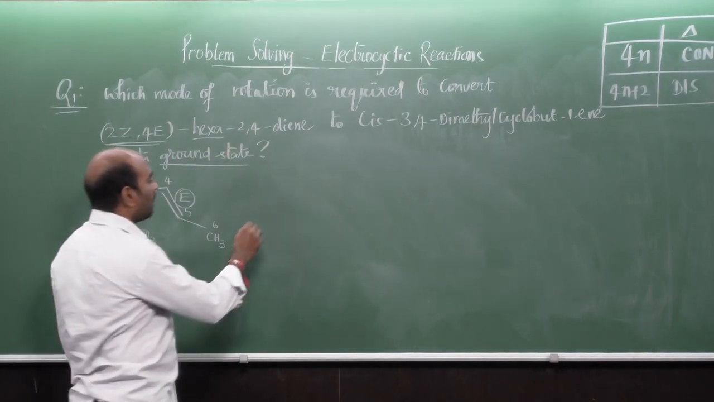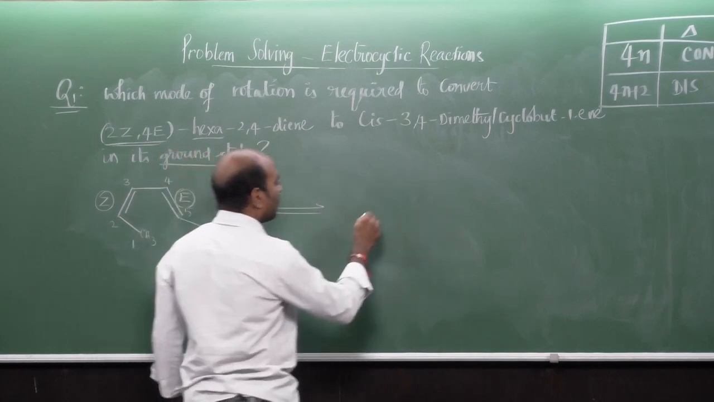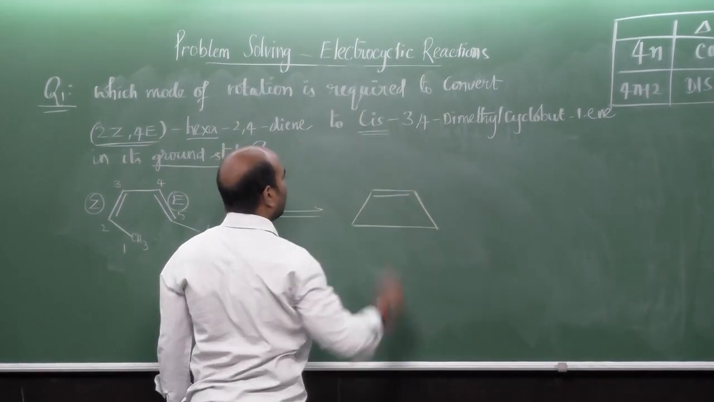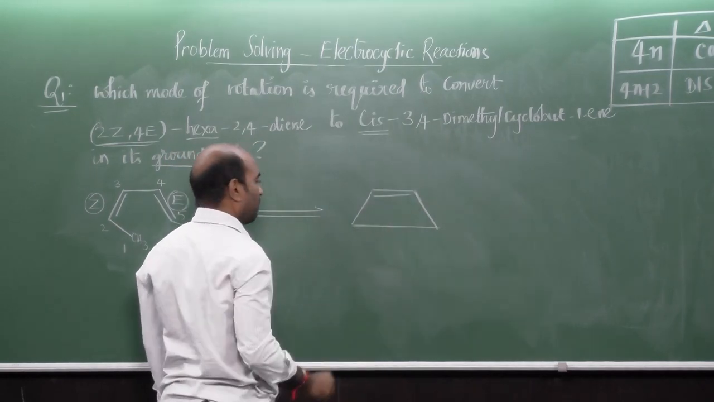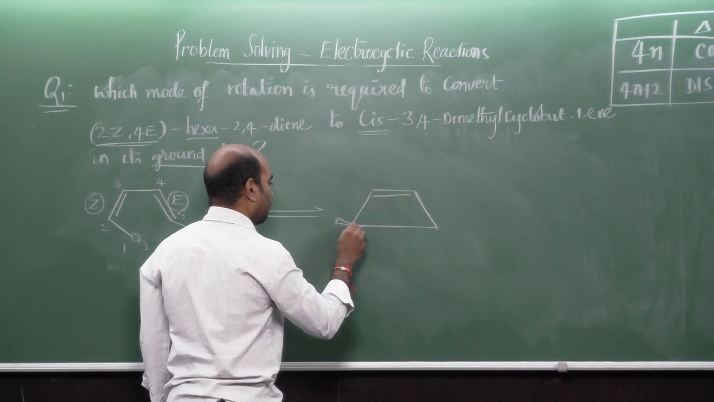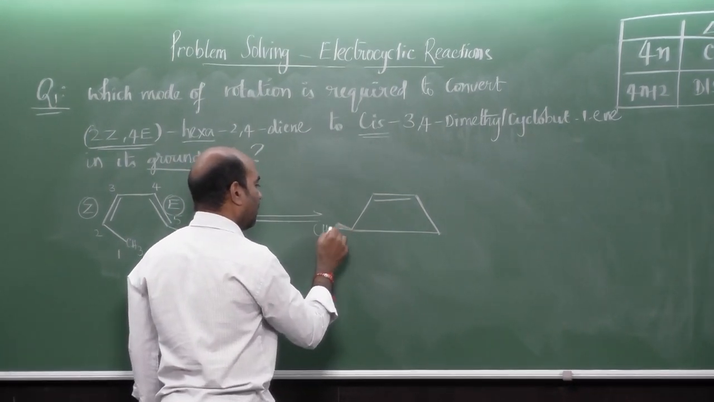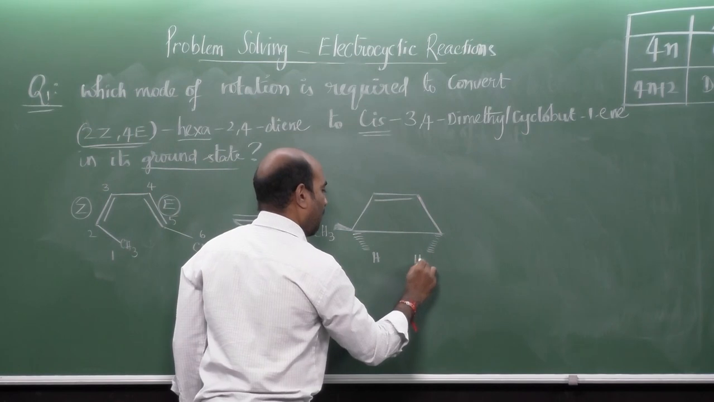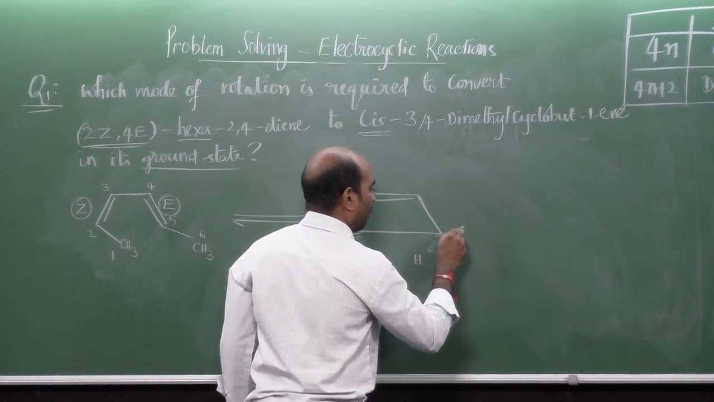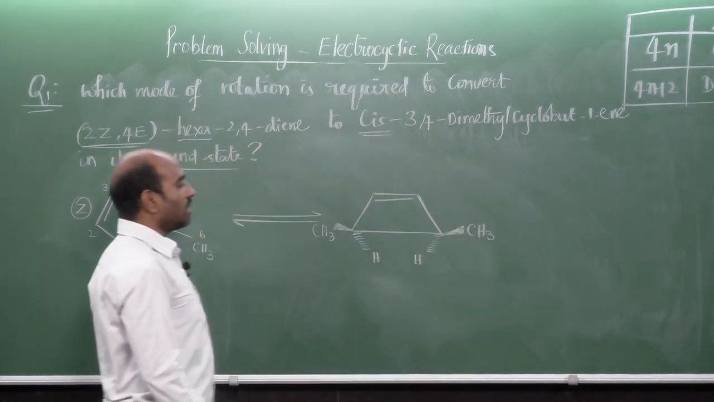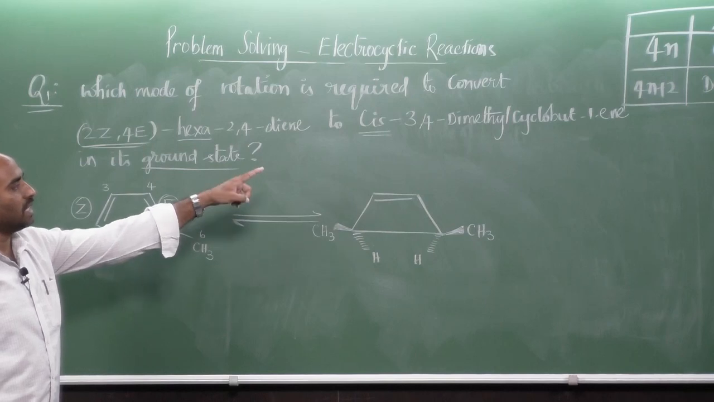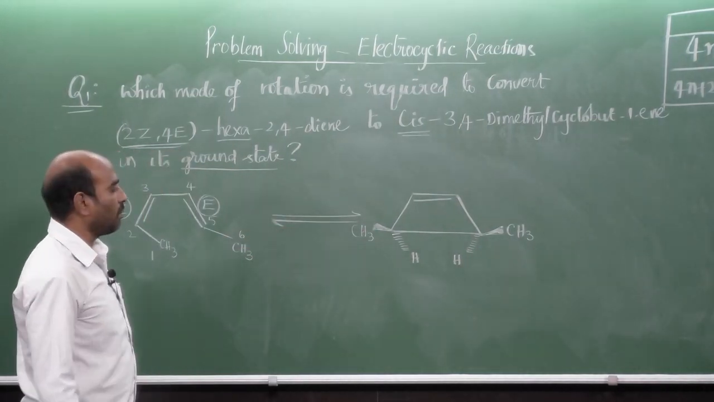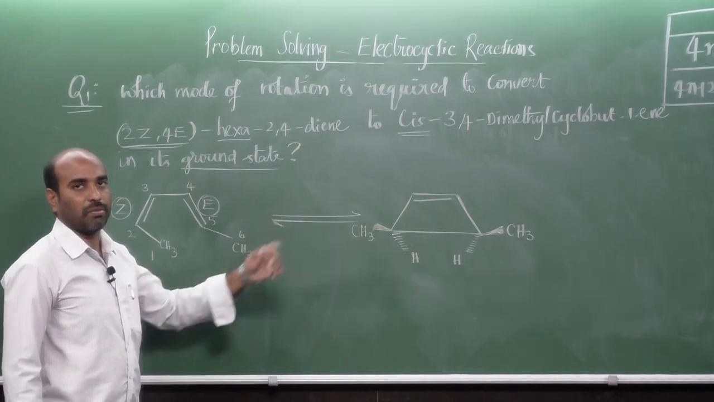It has to be converted to a cyclic molecule where cis interaction is seen between these two methyl groups, right. This is CH3, CH3. So, this is the product, right. Cis 3,4-dimethylcyclobut-1-ene is the product. How do you arrive at this product? What mode of rotation is to be performed here, right?